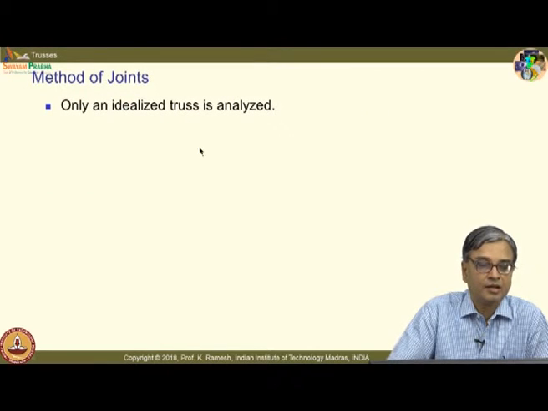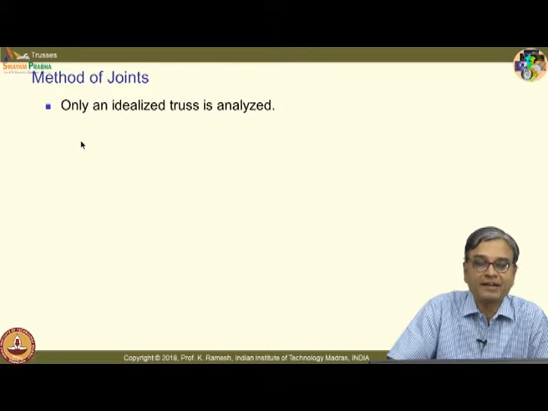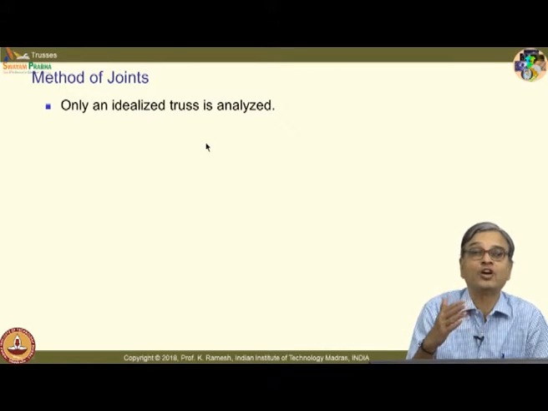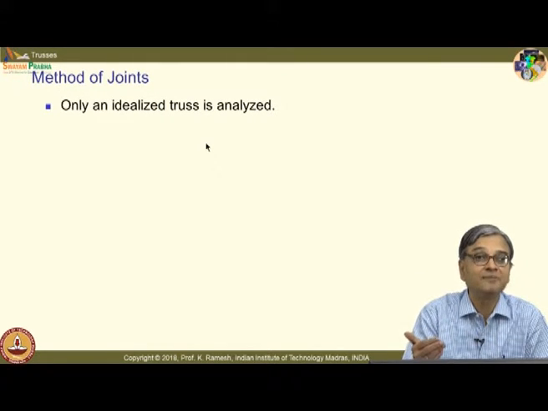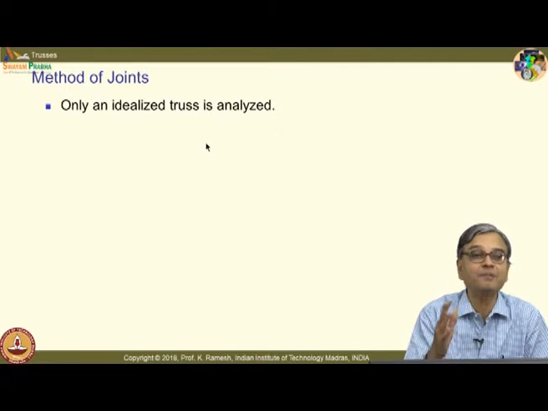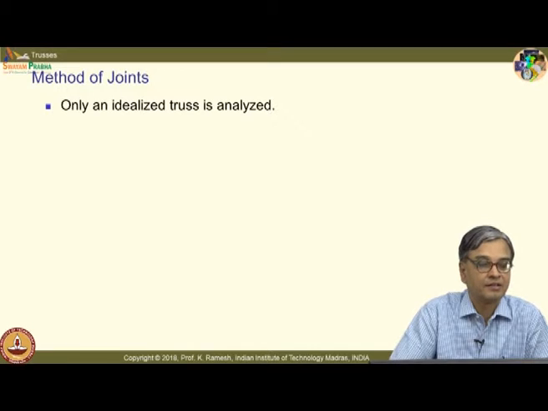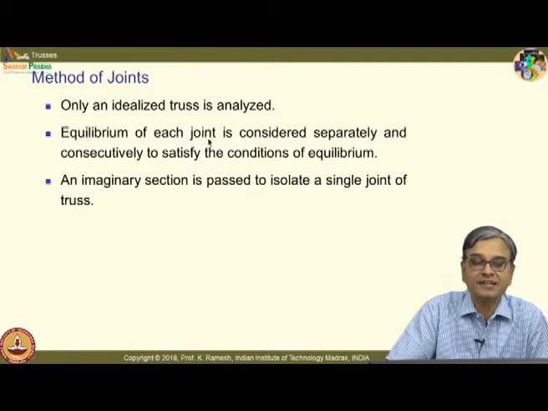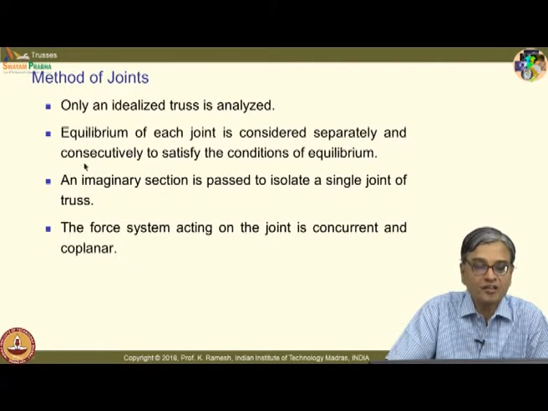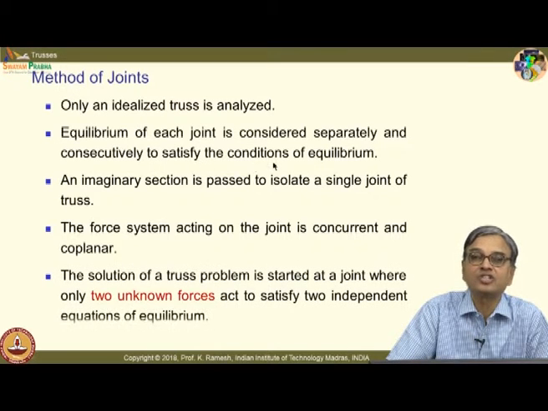In method of joints, you have to be very clear that only an idealized truss is analyzed. We have seen elaborately a joint has a gusset plate, several members joined, you may have riveted connection, bolted connection, or welded connection, but we idealize the joint to behave like a pin joint. And what do we do? Equilibrium of each joint is considered separately and consecutively to satisfy the conditions of equilibrium. So, the idea is where to start and how do you navigate through the truss.